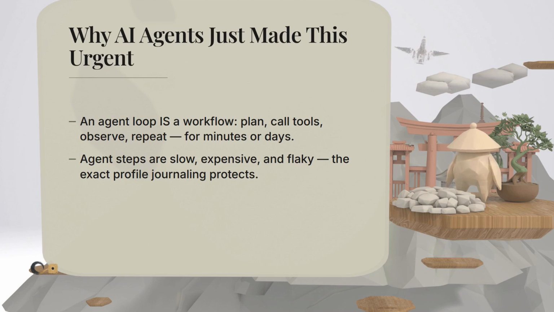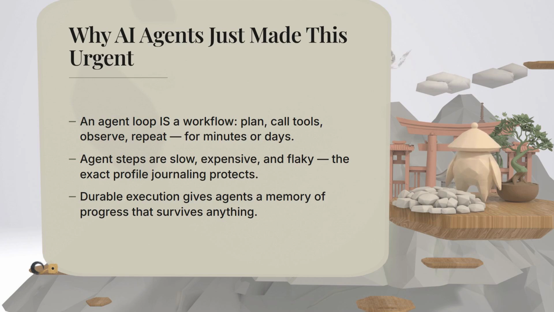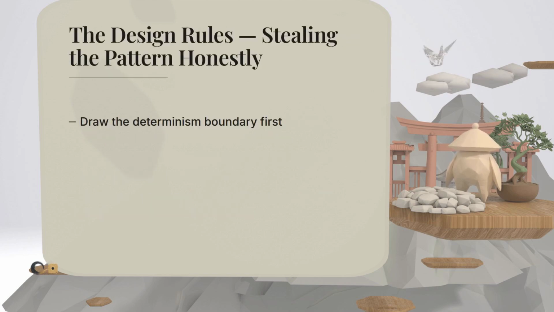Journal and replay fits agents like it was designed for them. Each tool call is an activity, recorded once, never accidentally repeated. The plan-observe loop is workflow logic, replayable to the exact decision point after any crash. The pending human approval is a signal the workflow can durably await for a week. Durable execution gives an agent the one thing its intelligence cannot provide, a memory of progress that survives the infrastructure it runs on.